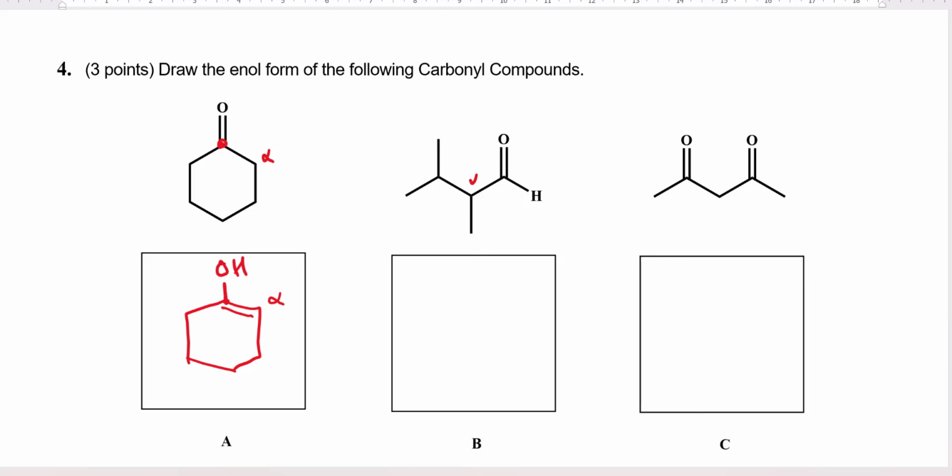So if this is the alpha carbon, I put a double bond here, and the double bond O converts to a single bond OH. Same for the next one. If this is the alpha carbon, I should put a double bond here, then the OH here. And of course we have a hydrogen here as well, and we need one more methyl group here. And for the last one, this is our alpha carbon. It doesn't matter if we put it on the right side or left side when we draw the enol.